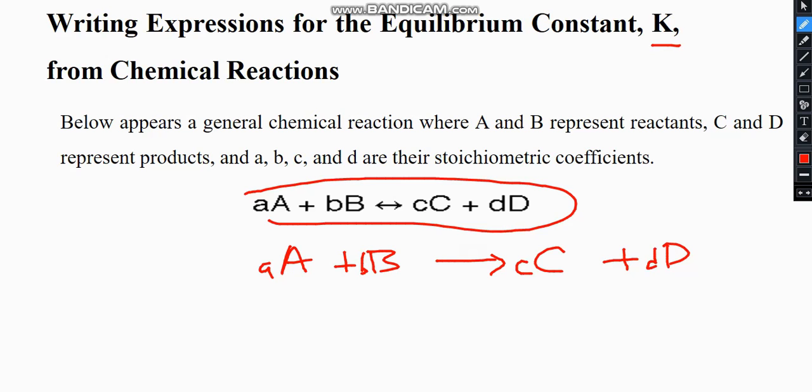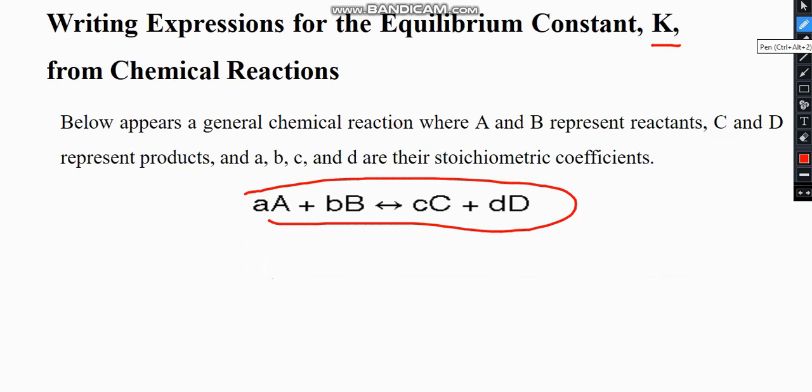Now, how do we write the equilibrium constant? The equilibrium constant is written by looking at the products, then you divide the products by the reactants. So the products should be divided by the reactants. What do we mean? When you have been asked to write K, you say K is equal to the products divided by the reactants.